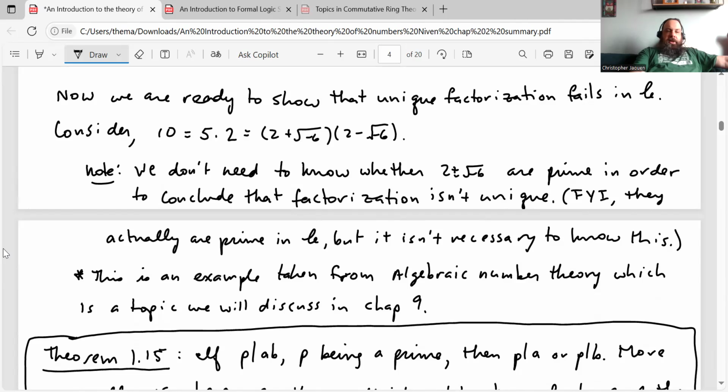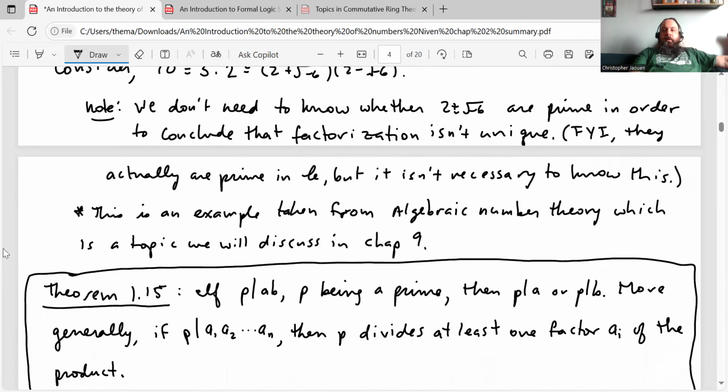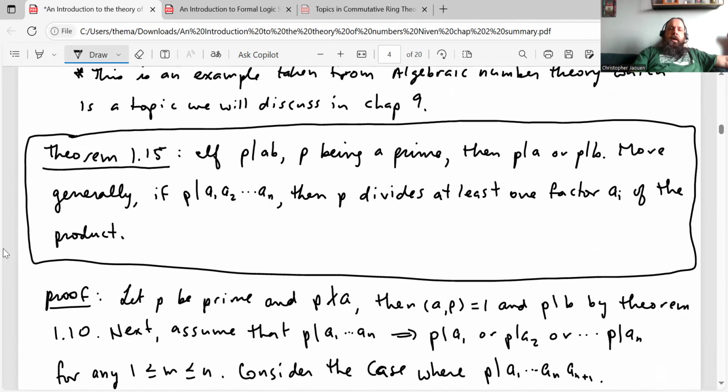The authors say this is an example taken from algebraic number theory, which is a topic that we'll discuss. I said chapter 10, but I guess chapter 9 is the chapter where we'll look at that. Like I said, algebraic number theory is a huge subject, so we'll actually look at some entire books on algebraic number theory in the future of the channel.